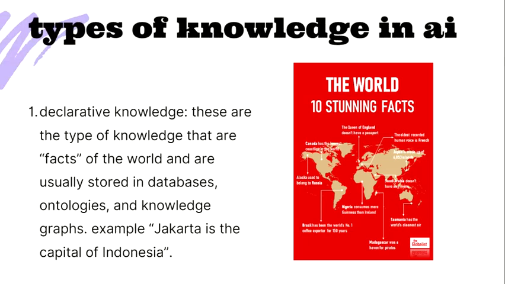Types of knowledge in AI. First, declarative knowledge. These are the types of knowledge that are facts of the world and are usually stored in databases, ontologies, and knowledge graphs. For example, Jakarta is the capital of Indonesia.